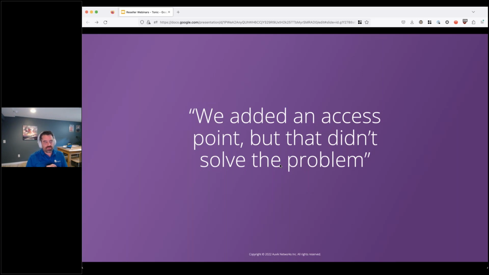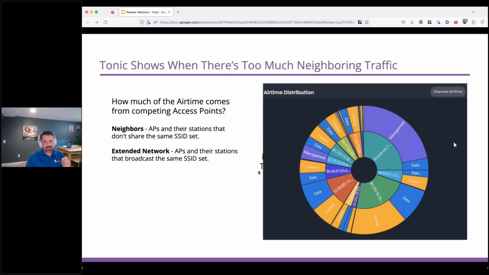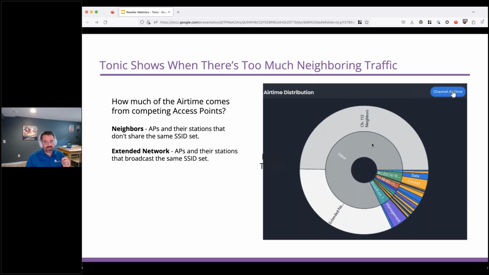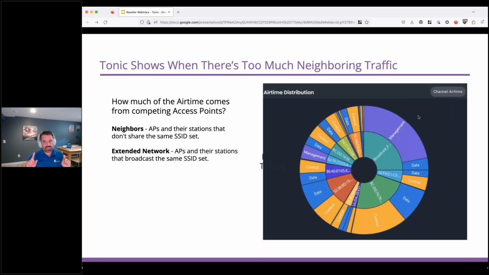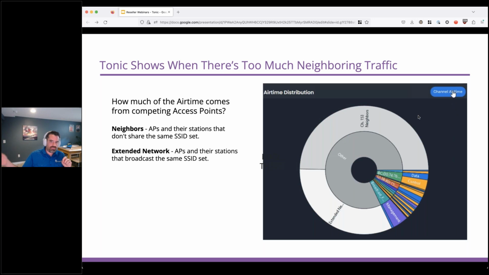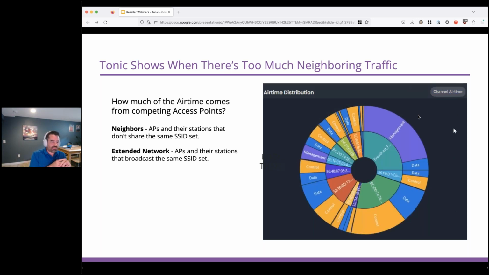All right, here's another example. We add in an access point, but that didn't solve the problem. And in some cases, it might make the problem worse, okay? And this goes to that kind of congestion issue. So traffic is going to normally look like this, but we have the ability to see all the traffic, calculate the airtime of that traffic, and help you and your customer visualize what may be causing congestion.